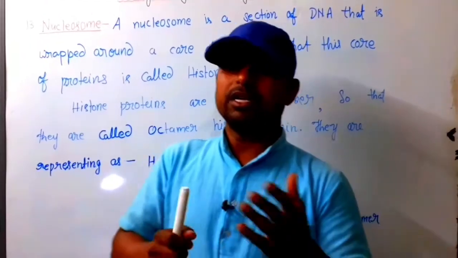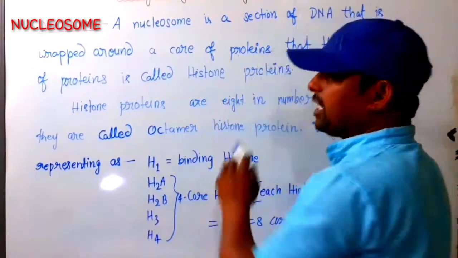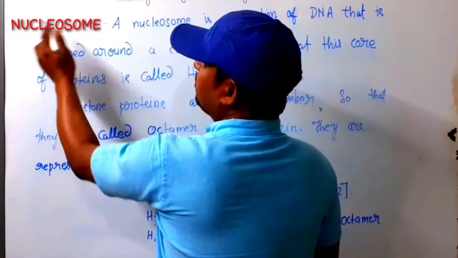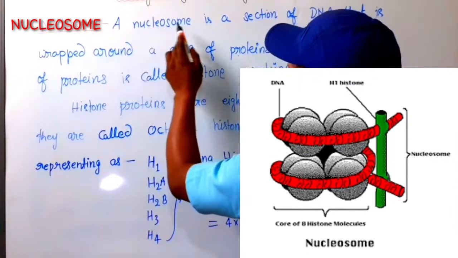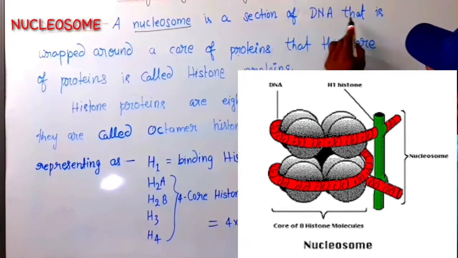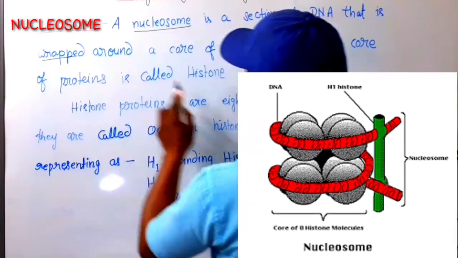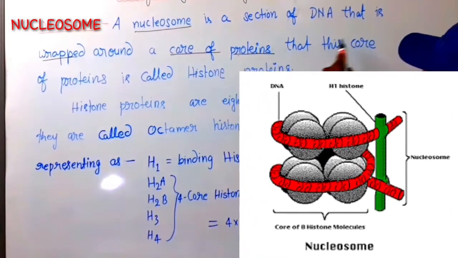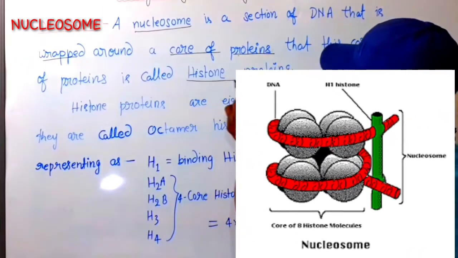So next topic, let's start. Eukaryotic genome organization continues with subtopic point number 13, nucleosome. A nucleosome is a section of DNA wrapped around a core of proteins. This core of proteins is called histone protein.